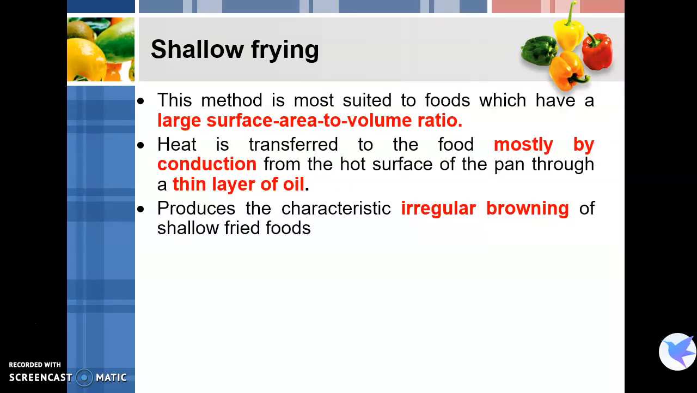There are two main methods of frying, which are shallow frying and deep fat frying. For shallow frying, this method is suitable for foods that have large surface area to volume ratio. The heat is transferred from oil to the food through conduction. However, this method produces irregular browning of the fried foods.